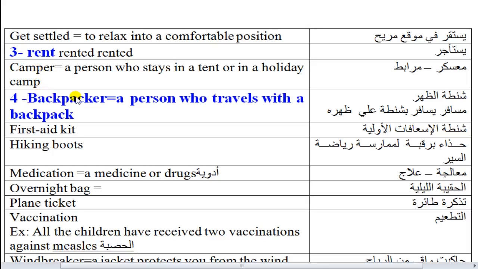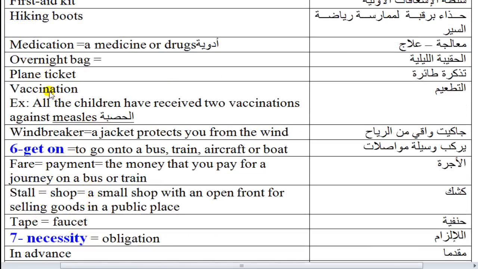4. Backpacker. A person who travels with a backpack. First aid kit. Hiking boots. Medication. A medicine or drugs. Overnight bag. GH silent. Overnight bag. Plane ticket. Vaccination. All the children have received 2 vaccinations against measles.